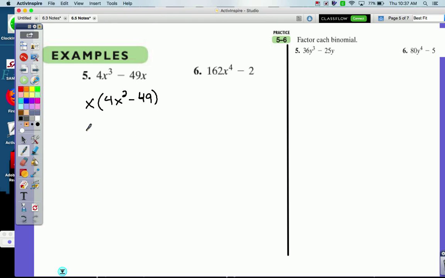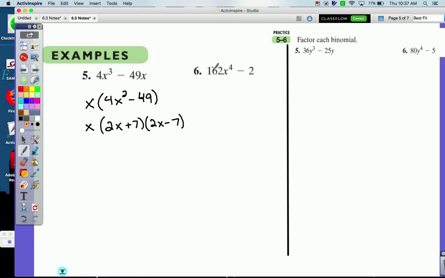So I've got the x hanging out in front, and then in that parentheses, 4 is 2 times 2, 49 is 7 times 7. So this will factor into 2x plus 7, 2x minus 7. Again, perfect square, so you take the square root, put it in the front, take the square root of the last, put it at the last, and you're going to have one parentheses with a plus, one parentheses with a minus.